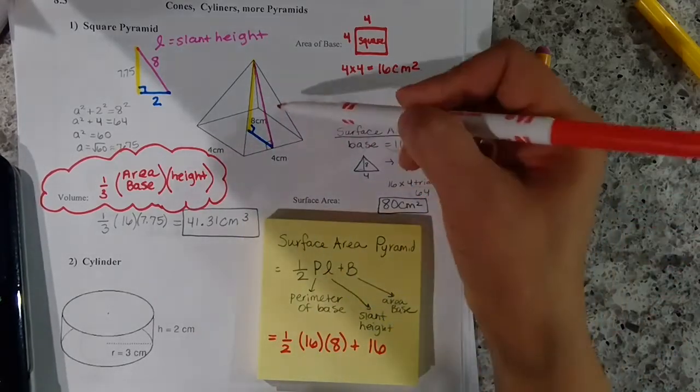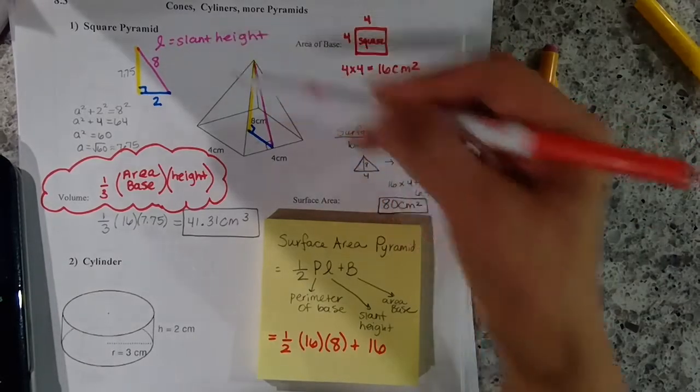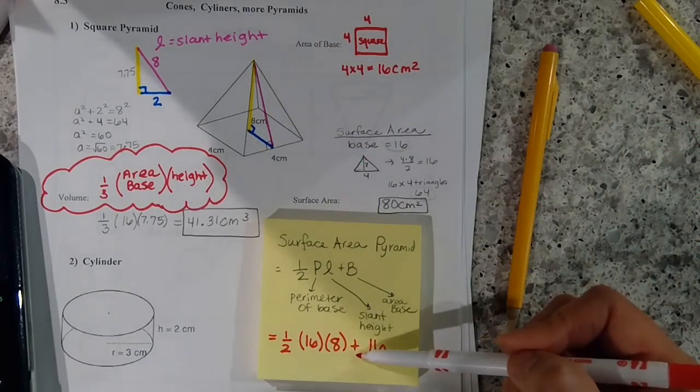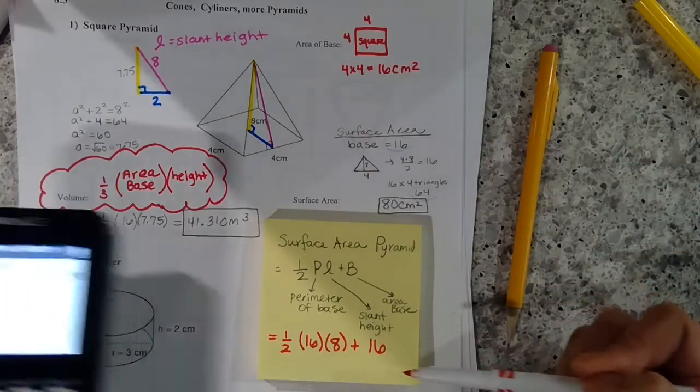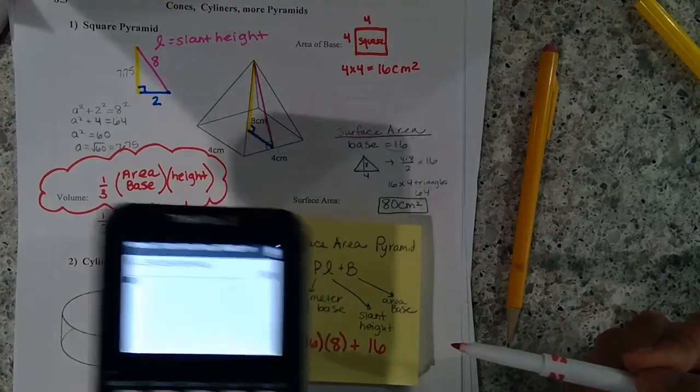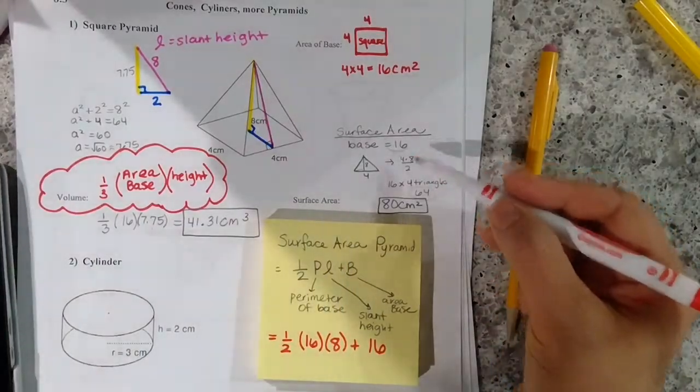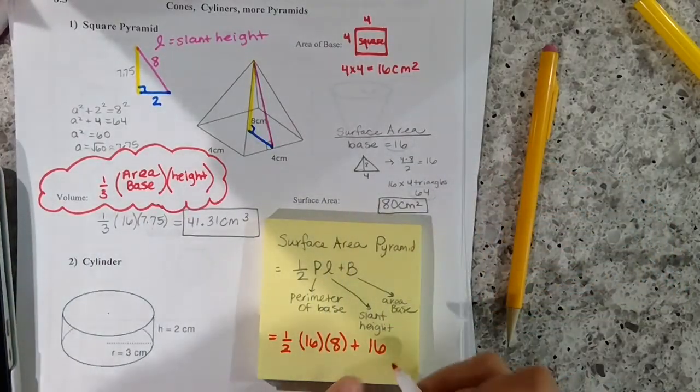L stands for the slant height. We know that the slant height is 8, so that goes in here, plus area of your base. Area of your base, we already said, was 16. Plug that into your calculator and you get 80. So again, you can think about it or use the formula.